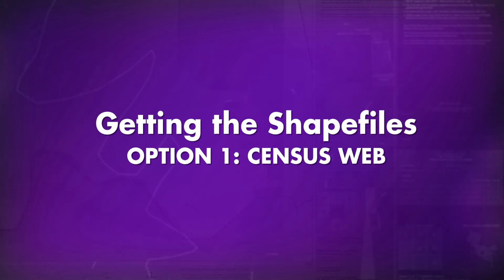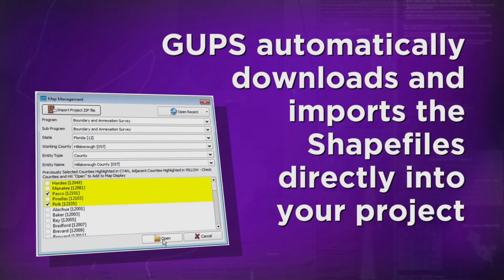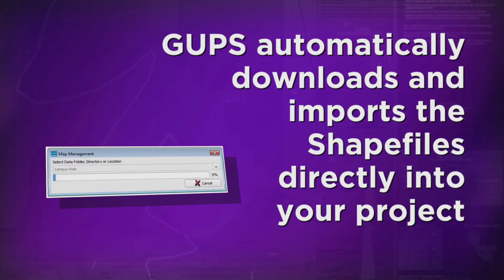The Census Bureau recommends the Census Web option as the easiest and most efficient method to access and import the shapefiles into GUPS. In this process, GUPS automatically downloads the shapefiles from the Census Bureau website and imports them directly into your BAS-GUPS project. This process, completed entirely in GUPS, is the preferred way to create a BAS-GUPS project if the user has high-speed internet connectivity.